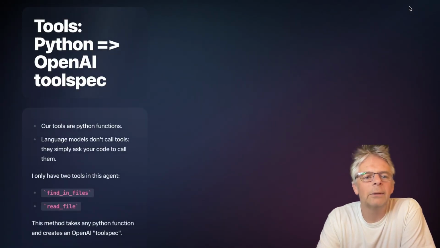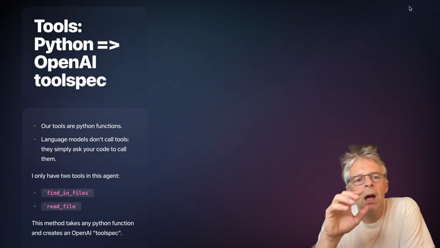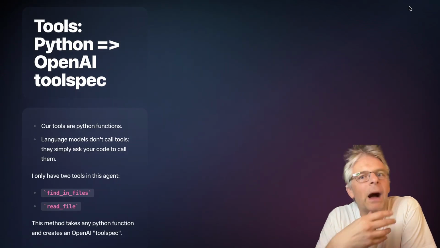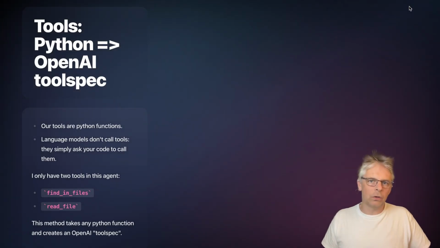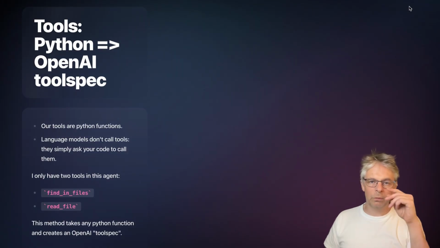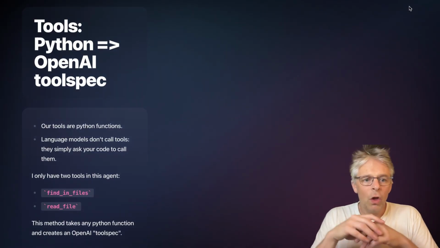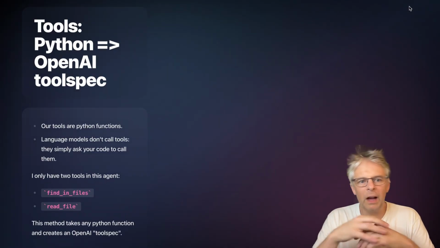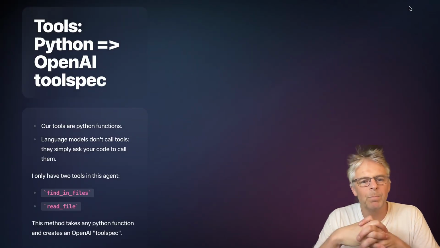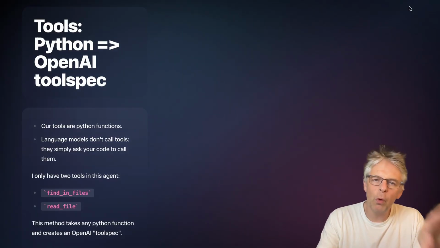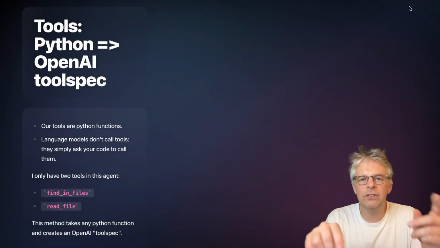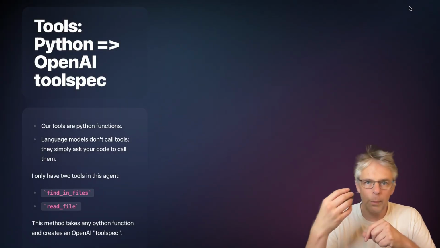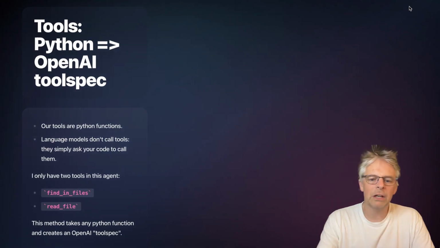Okay, so this part. Now, our tools are Python functions, right? But the language models don't call the tools. They just ask the code to call tools. Now, the great thing is with the text writer agent, we only have two tools: find in files and read file. That's it. And so this important piece I'm going to show you is a key part of any agent. They need to know how to connect the OpenAI request to the Python functions.